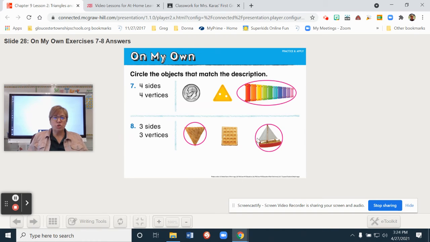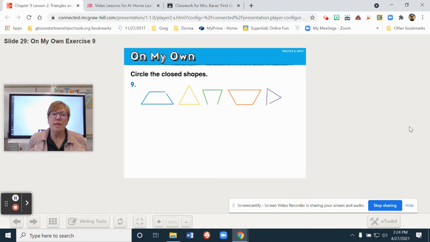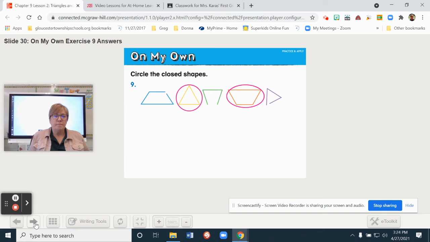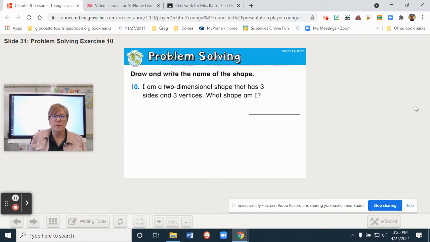Okay, yes, they are looking at the sail on the sailboat. Okay, good job. You didn't let them trick you on that one. All right, circle the closed shapes. And there are 2 of them. Okay, now let's go to our first problem.